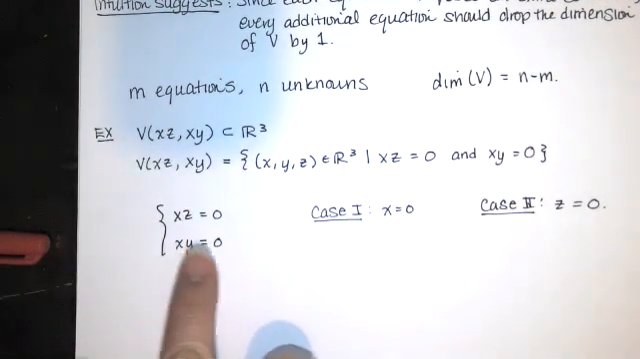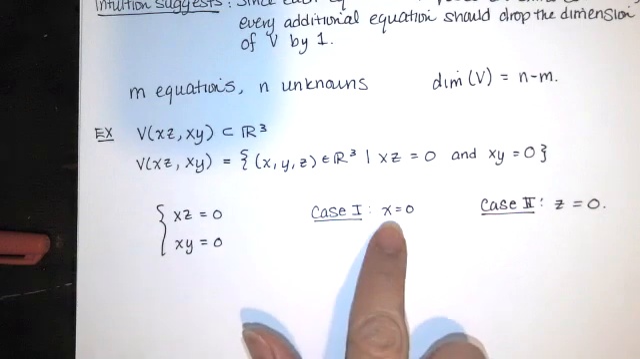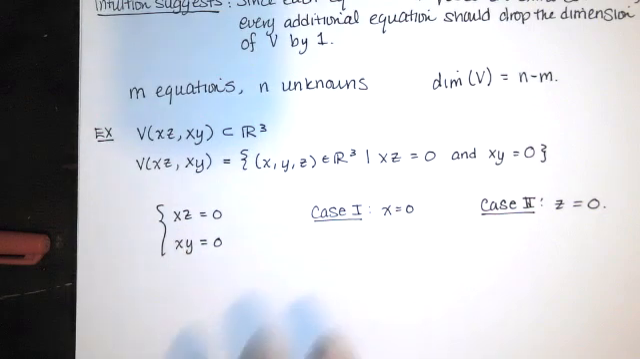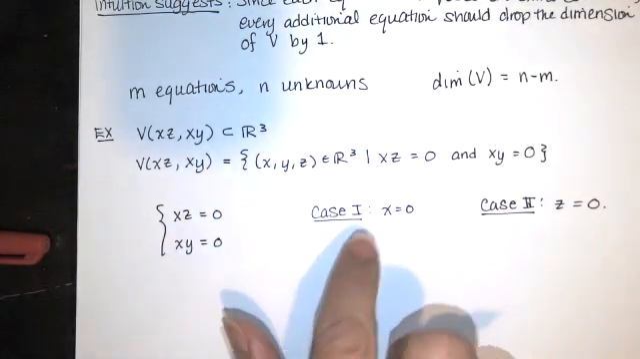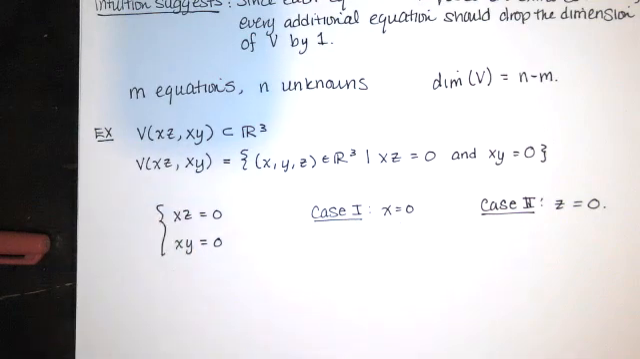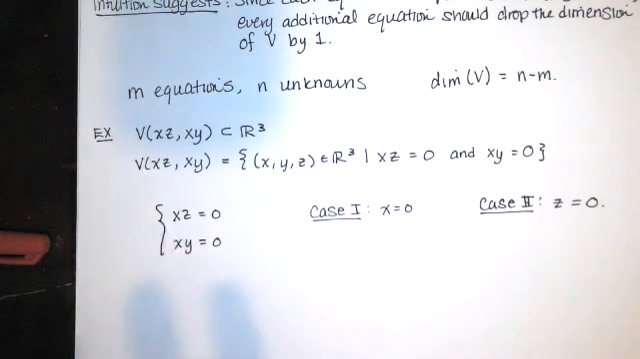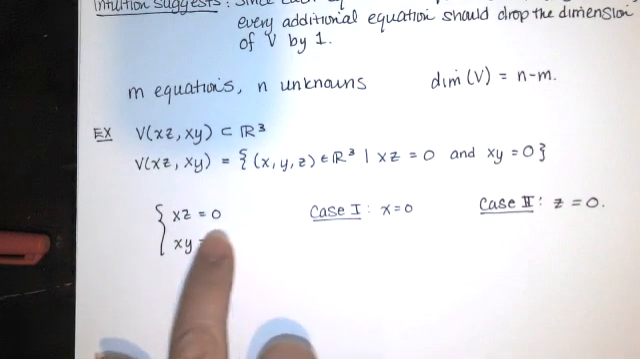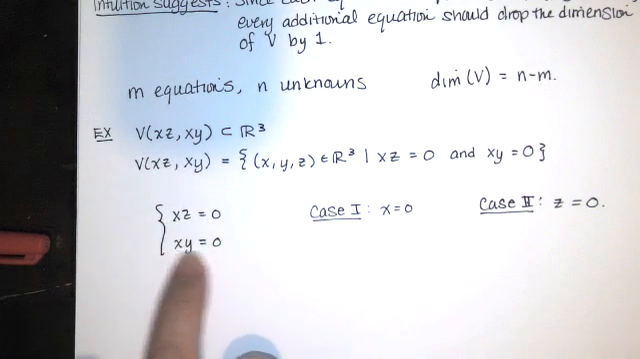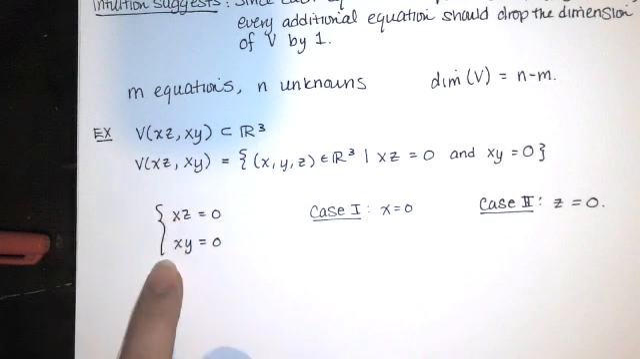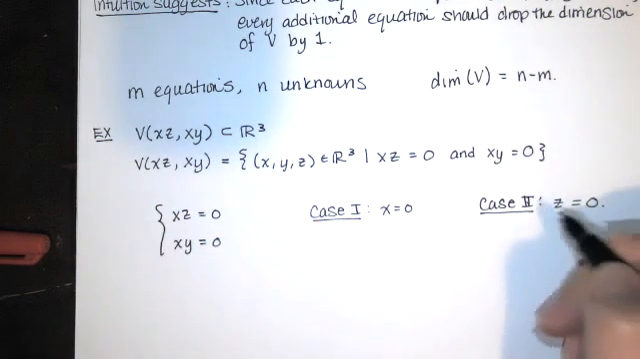Now we also need x times y to equal 0. But if x equals 0, x times y already equals 0, so case 1 is done. If x is equal to 0, both of these are satisfied. But if z is equal to 0, and we're assuming for right now that x is non-zero, then the only way that this equation can be satisfied is if y is also equal to 0.